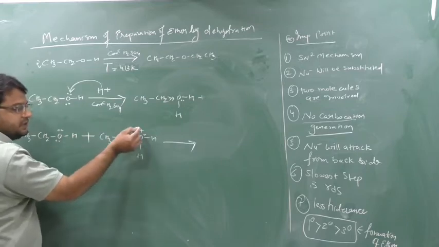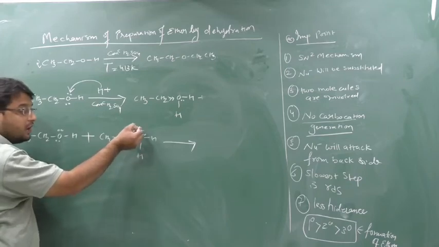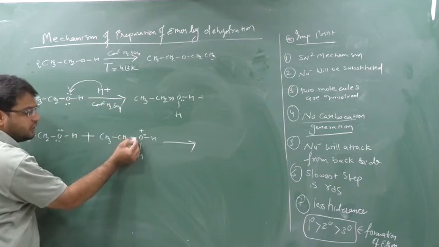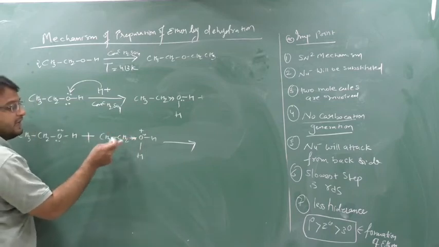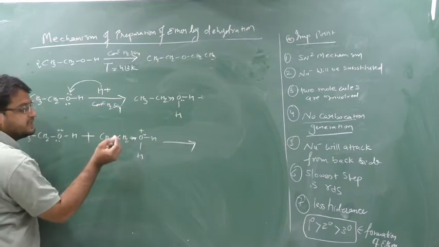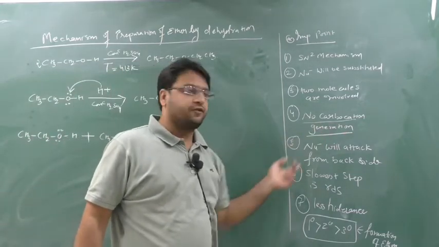This oxygen is having the plus charge, and the plus charge doesn't look good on the oxygen. So what will it do? It will start to attract the electron from this CH2. When it starts to attract the electron from this CH2, a partial positive charge starts to develop, which means carbocation generation would take place. But I am telling you that no generation of carbocation should take place.